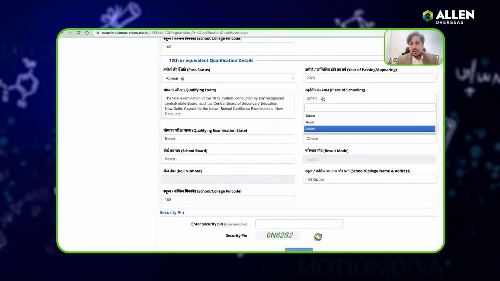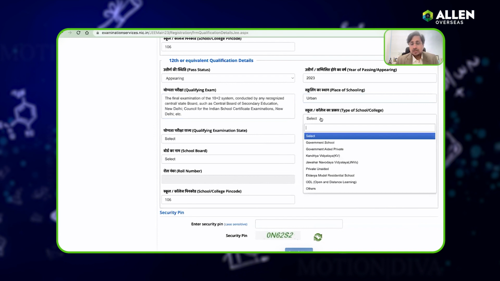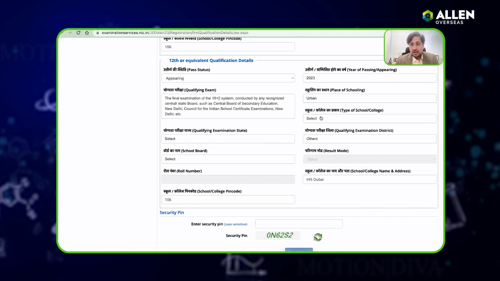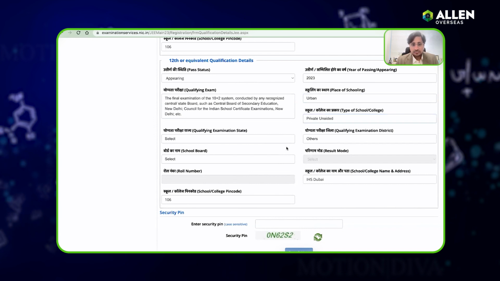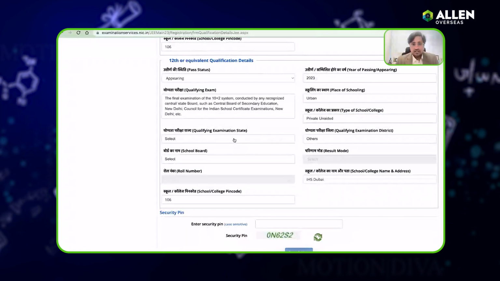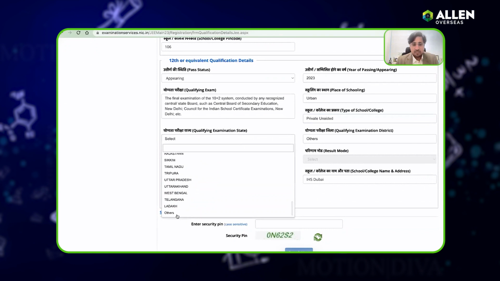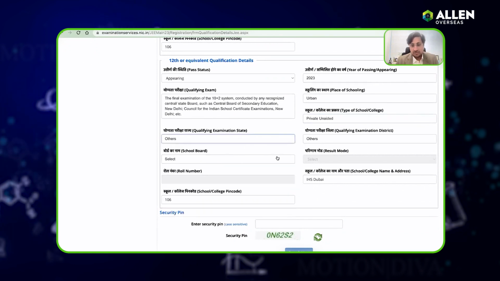Place of schooling, I'm taking it as urban. The type of college, again, it is asking, so I will fill it as private unaided. Then the qualifying examination state, so again I will be filling it as others if it is outside India.